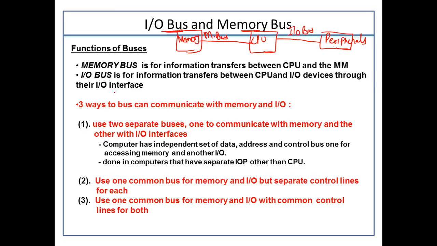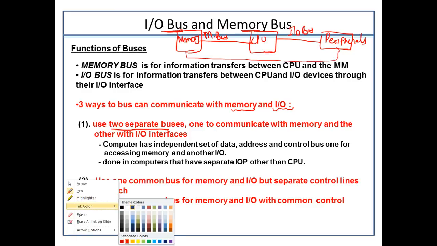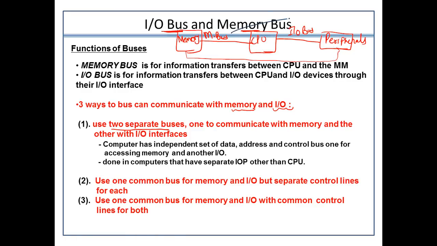Now, there are usually three ways through which the memory and input output devices can communicate. If they want to communicate, how can we do that? The first way is that we can use two separate buses like this, and transfer the data the way it is. Two different separate buses are there: one is for the peripherals to the CPU, and another is for the CPU to the memory.